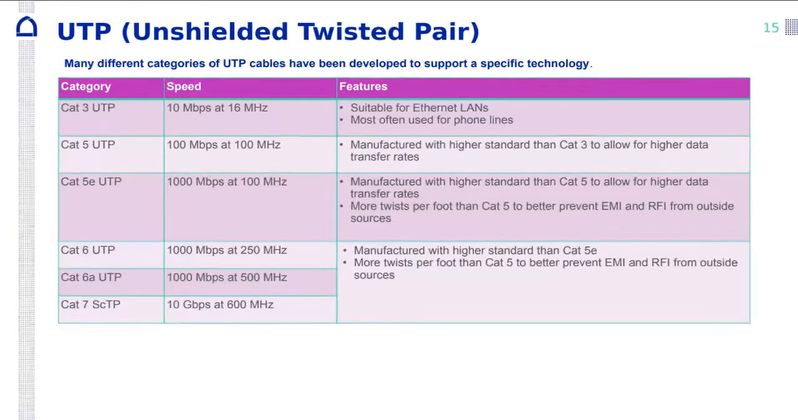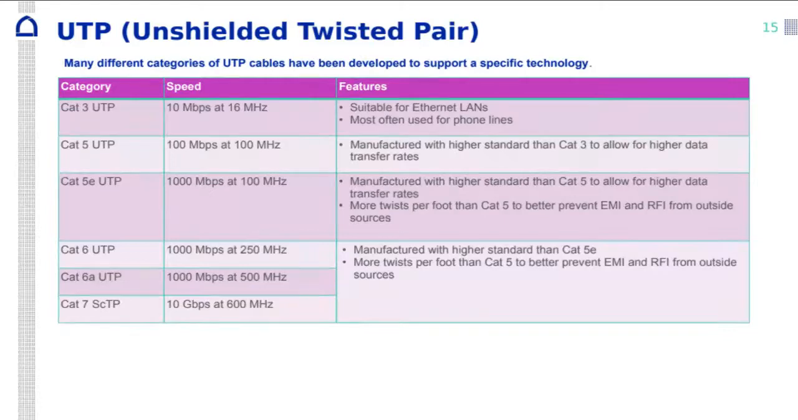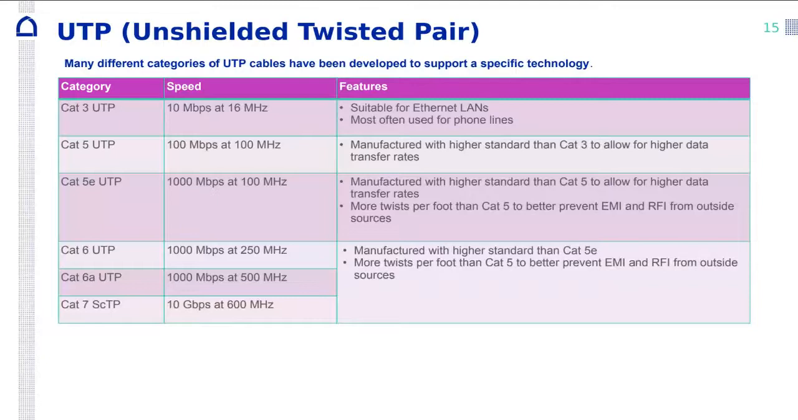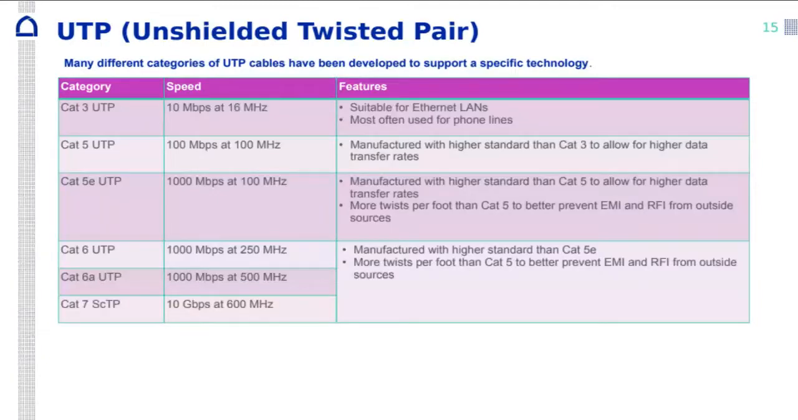So here we have some comparison of speeds. Cat3 was 10 meg. Cat6 is 1000 meg. With Cat7, you can get 10 giga. And these are the features for each one. Please go over the features. You see here, Cat6 and Cat7 have more twists in the cable.